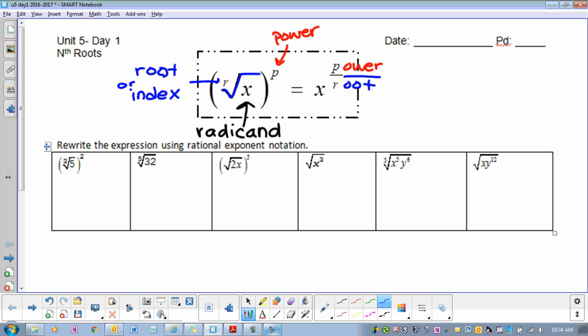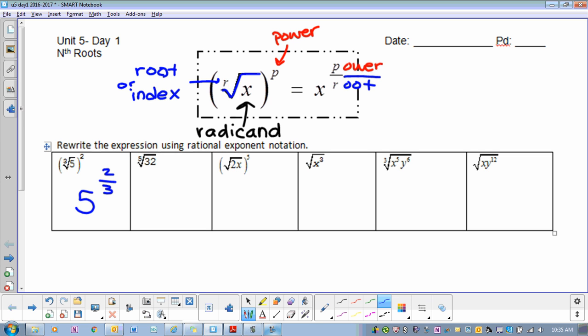All right, so let's try rewriting. The next line says rewrite the expression using rational exponent notation. Since they wrote it with a radical, I'm going to write it as an exponent. So I'm going to bring down my radicand, which is 5, to the power over root. What is the power for this guy? 2. And what is the root? 3. There you go. This is 5 to the 2/3 power. This is a fraction exponent.